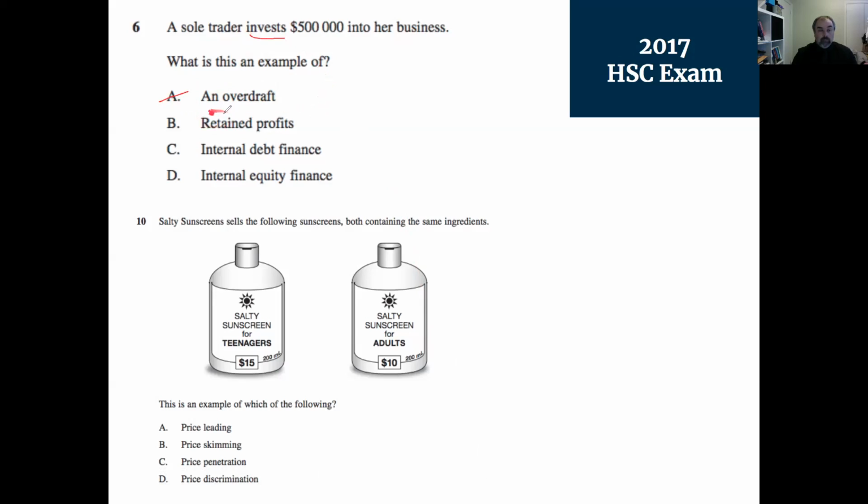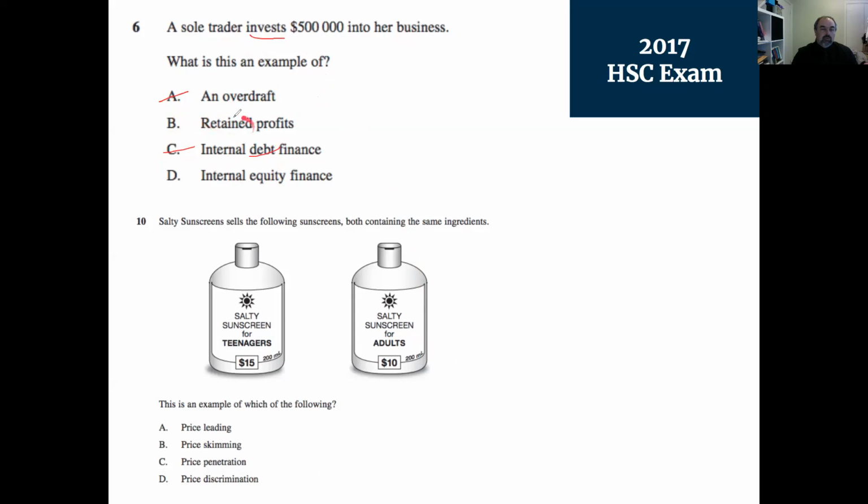Okay, retained profits is a type of internal finance. Our next two, we've got internal debt finance and internal equity. So I guess the debt component is what's wrong. So we're left with B and D there.